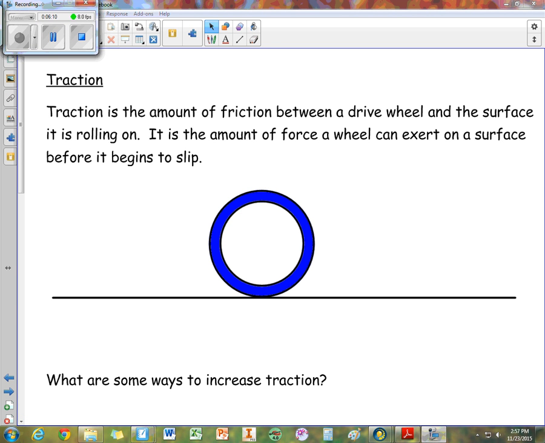Now we can use this for something called traction. This will be the amount of friction between the drive wheel and the surface it's rolling on. We can think about it as the amount of force a wheel can exert on a surface before it begins to slip.